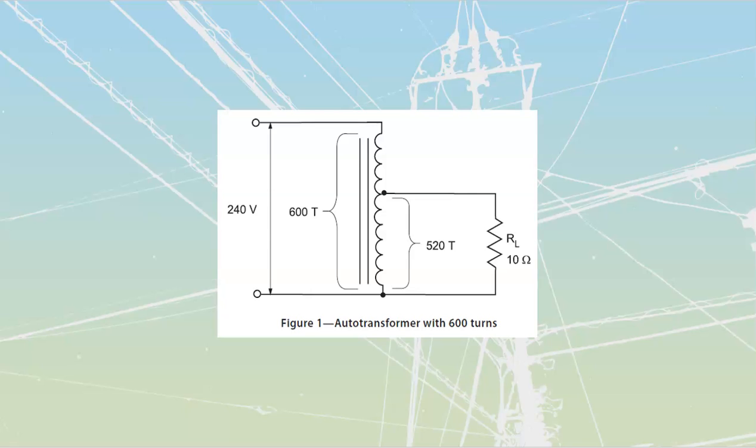Let's start with the very first one that they have over here. They're asking us about an autotransformer that has a grand total of 600 turns in the total winding, and then I've got the secondary that's going to be connected across 520 of these. And they're telling me that they've applied 240 volts to the primary over here.